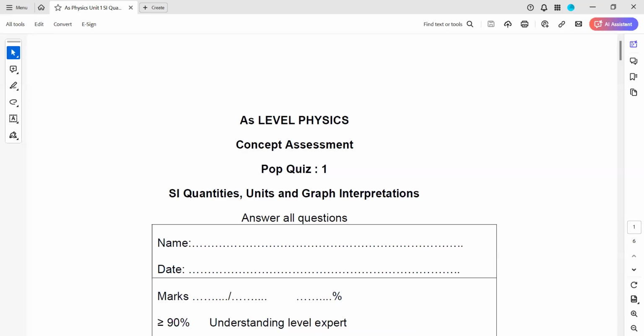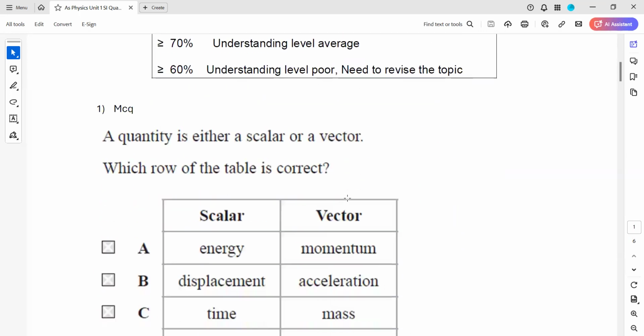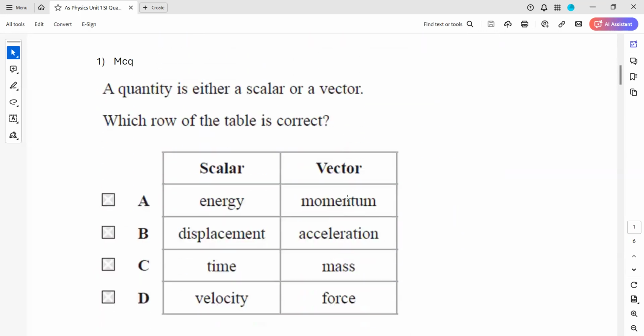This was a pop quiz related to SI quantities, units, and graph interpretations. Which quantity is either a scalar or a vector, and which row is correctly showing the position of these quantities?